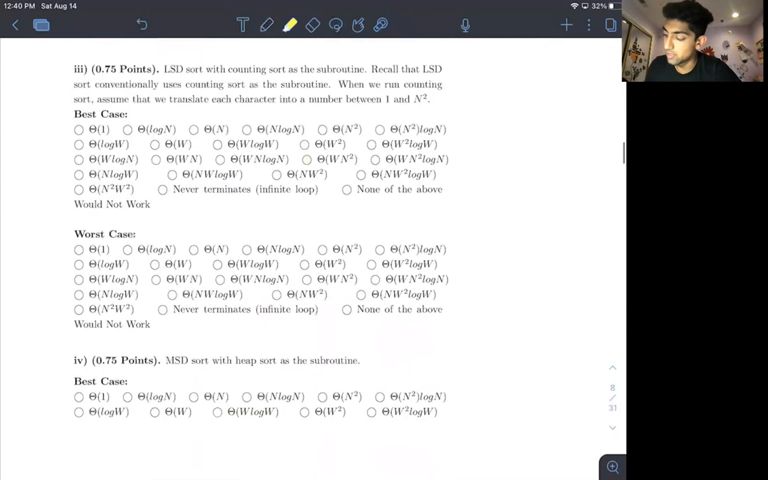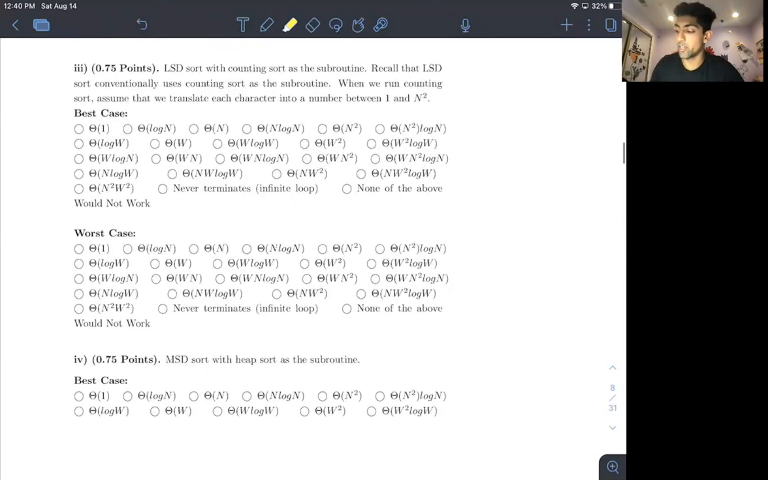So now we're entering the idea where the alphabet size of n squared kind of matters. And what we're going to be doing here is running LSD sort with counting sort as the subroutine. Recall that LSD sort conventionally uses counting sort as the subroutine. And when we run counting sort, what we're going to do is translate each character into a number between 1 and n squared. So I think this is maybe a bit confusing.